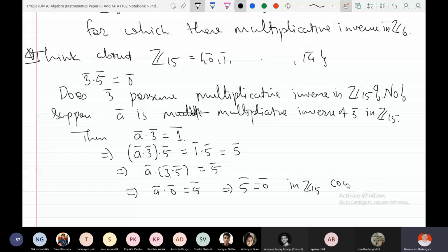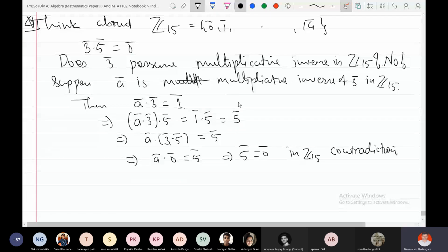Which is a contradiction. Right, so immediately we see that if 3 bar has a multiplicative inverse, we will get a contradiction. And therefore 3 bar does not, and you can check it manually also. You combine 3 bar with all other possible elements, you will not get 1 bar. 3 bar does not have a multiplicative inverse, right? And therefore odd is not the right observation.